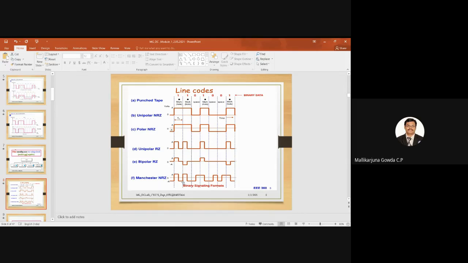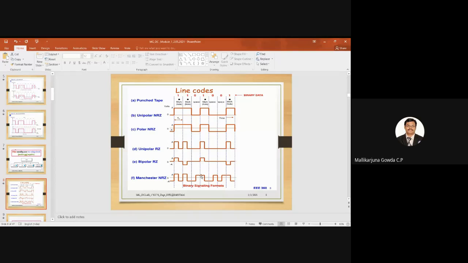Again, the next bit is 1. Again, it goes back to plus 5 volts. It will be plus 5 volts for half the bit duration. Again, there is a transition from plus 5 volts to minus 5 volts at the middle of the bit duration. So the next bit is 0. That is why it will be at minus 5 volts till half of the bit duration. Again, there will be a transition at the middle of the bit duration to plus 5 volts.